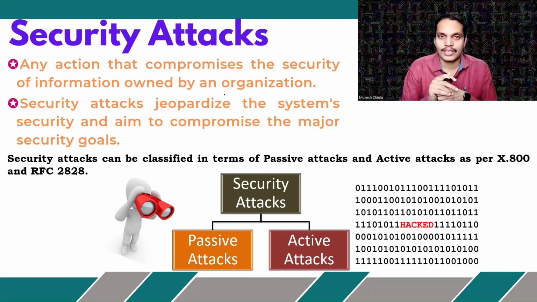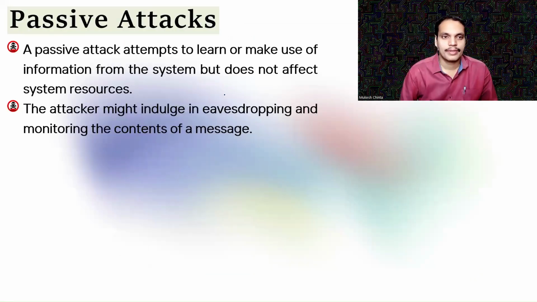As per the X.800 and RFC 2828, the security attacks are actually categorized into two types. The first type is something called a passive attack, and the second category being the active attacks. So let's look at how these attacks are performed and what is the difference between these two categories. Let me start with the passive attacks first.